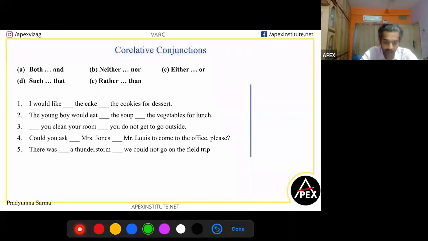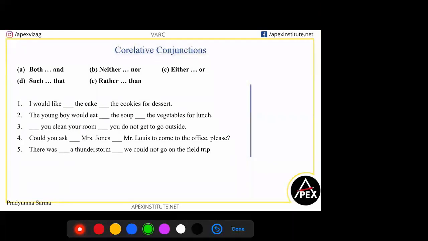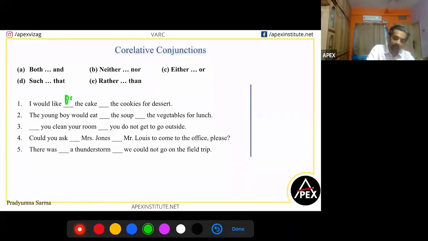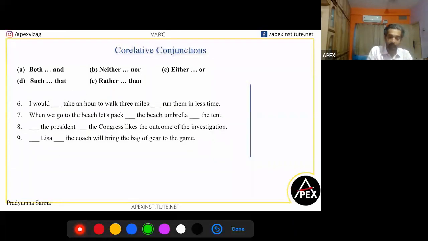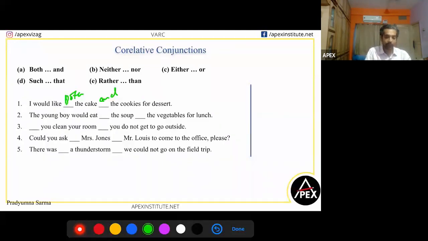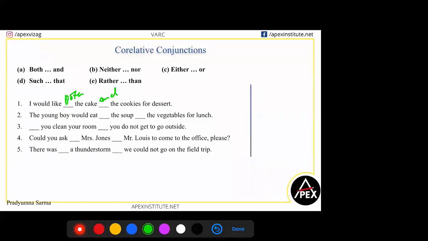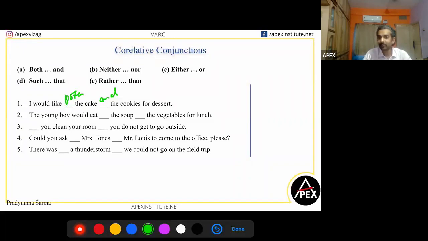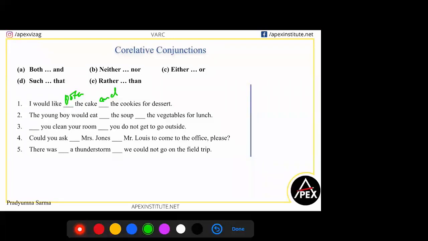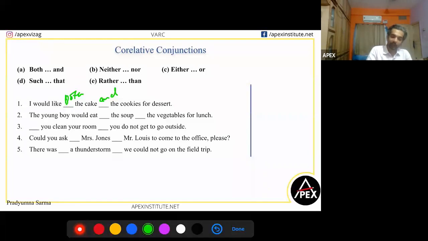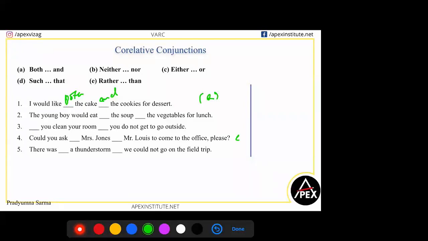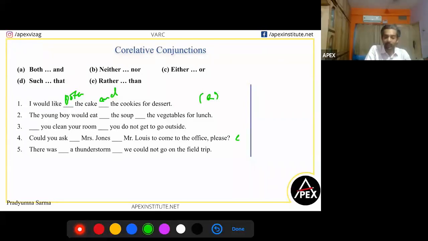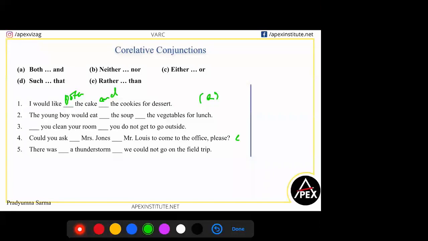I would like both the cake and the cookies for dessert. So "both and", sir. All right. Can you do the fourth one for me? Could you ask either Mrs. Jones or Mr. Lewis? Correct? Yes, sir. Here we'll get C option, A option. The young boy would eat dash the soup, dash the vegetables for lunch. Neither the soup, neither the vegetables for lunch.